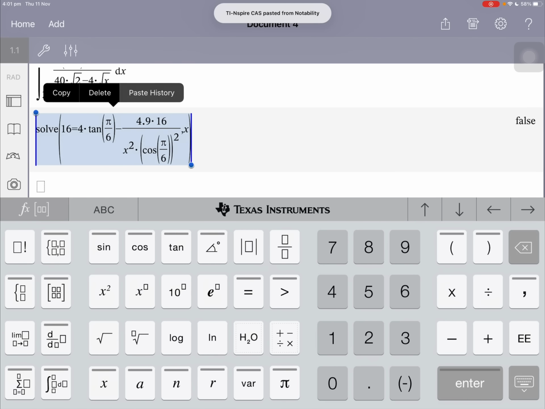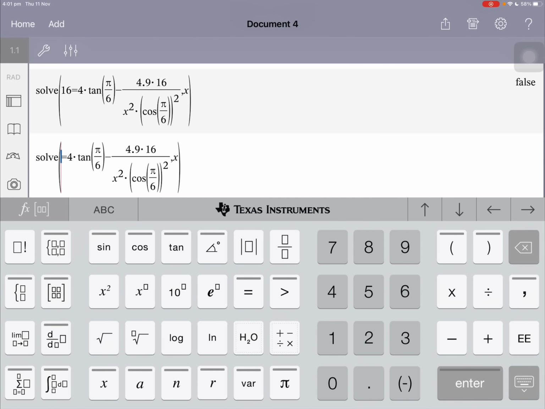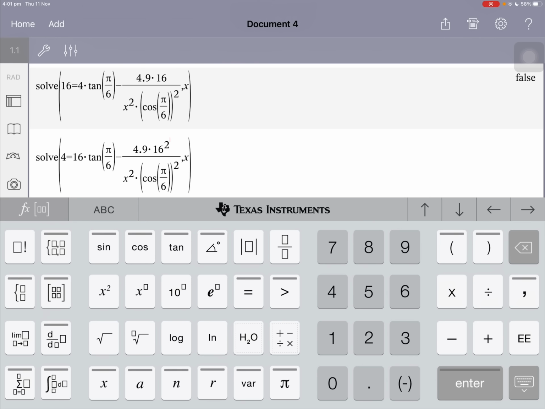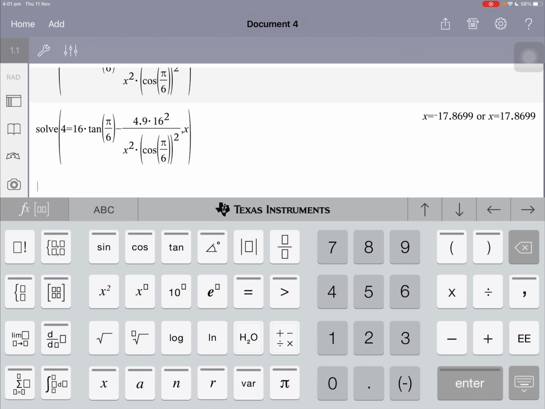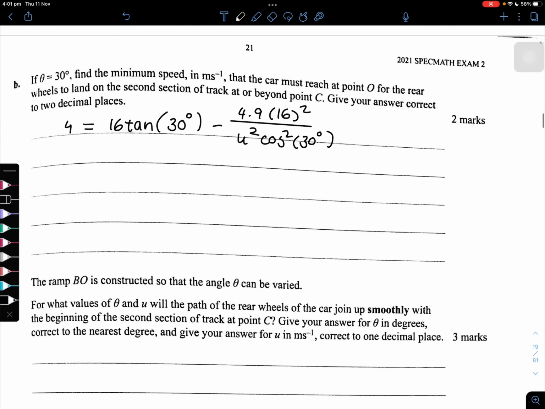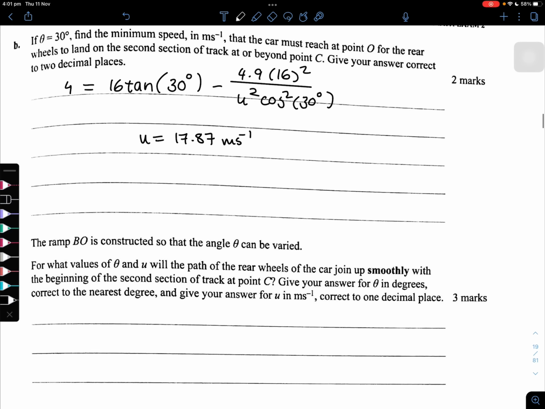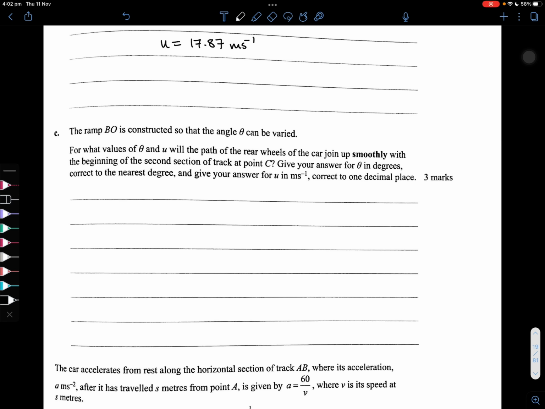Okay. That was just me not being careful enough. People always make dumb mistakes like that. It's just important that you do check over your work later on. Okay, so we go 16 squared. That should give it a... Okay, so 17.87. So we go u is equal to 17.87 meters per second. Okay, so that would be my answer there.